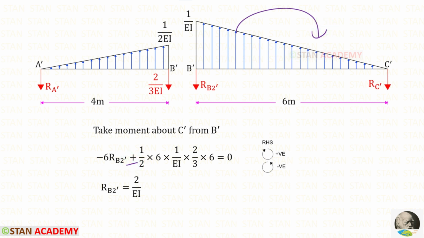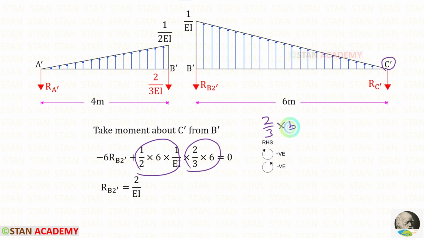For the UDL, we have to multiply the area with the centroid distance. This is the area and this is the centroid distance. About C dash, the centroid distance is 2 upon 3 into breadth. Here the breadth is 6, so it will be 2 upon 3 into 6. For RB2 dash, we will get 2 upon EI.